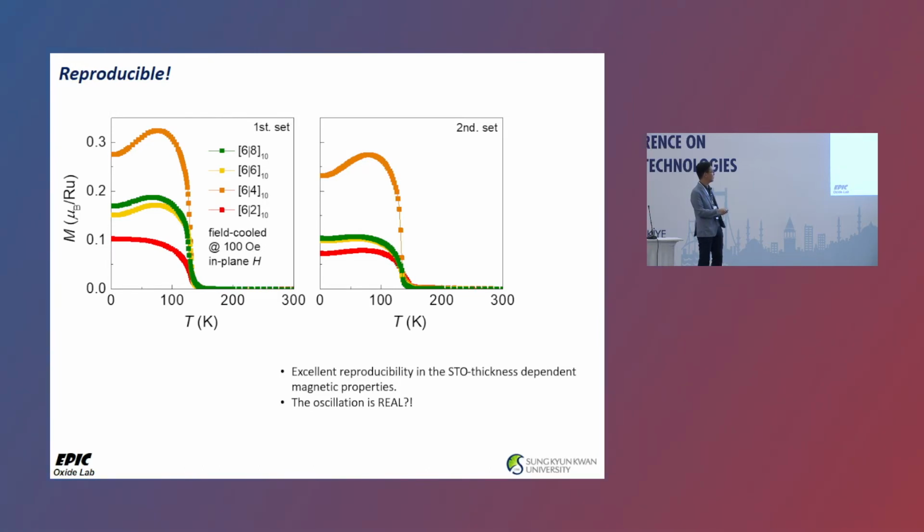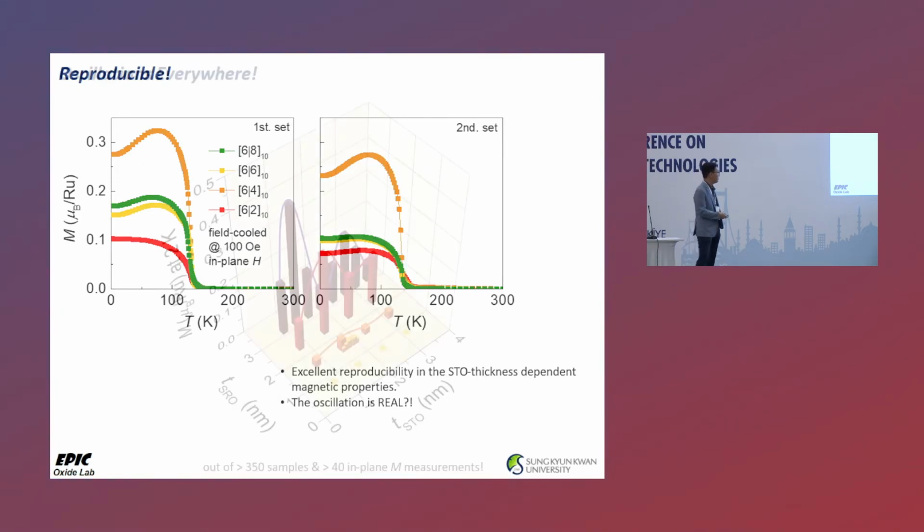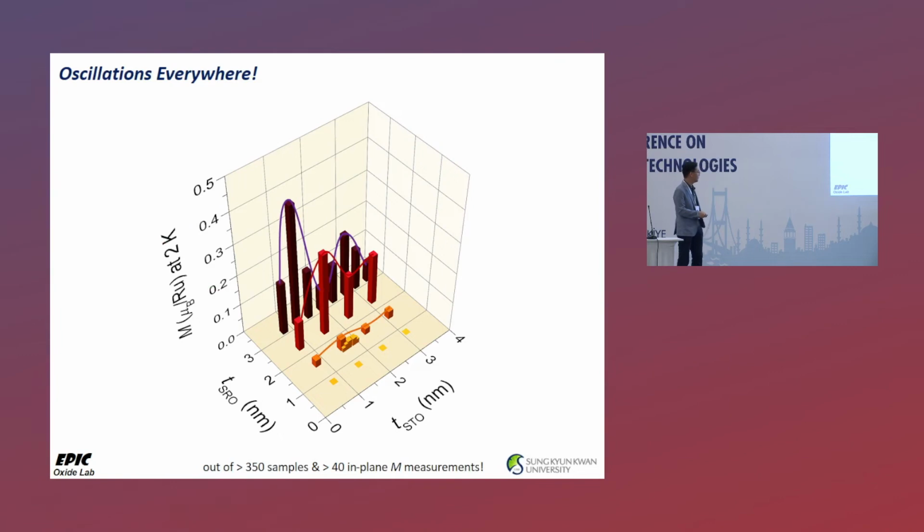So now you have the second set. You see more or less the same, at least qualitative behavior of this oscillation. And it turns out he made more than 350 superlattice samples, and he made more than 40 in-plane measurements. And you see this type of oscillation everywhere. Okay? So again, if you fix the strontium ruthenate layer, previously this was the sample, and you change the STO layer thickness, then you see this oscillation.